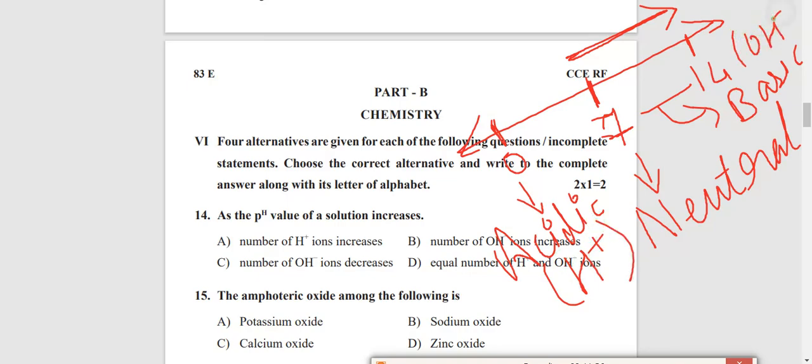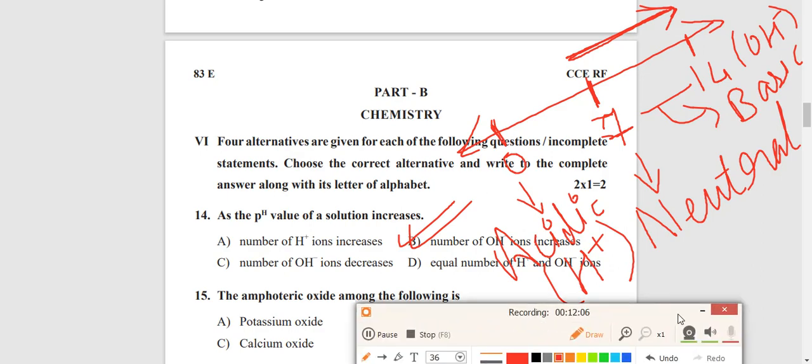So what they are asking in the question, as the pH value of the solution increases, then what will happen? Number of H plus ions will increase, number of OH minus ions will increase, number of OH minus will decrease, or equal number of H plus and OH minus will be there. So we know that as the pH will increase, means from 7 to 14, obviously OH minus ions will increase, means basic character will increase. So what is our correct option over there? Number of OH minus ions increases.